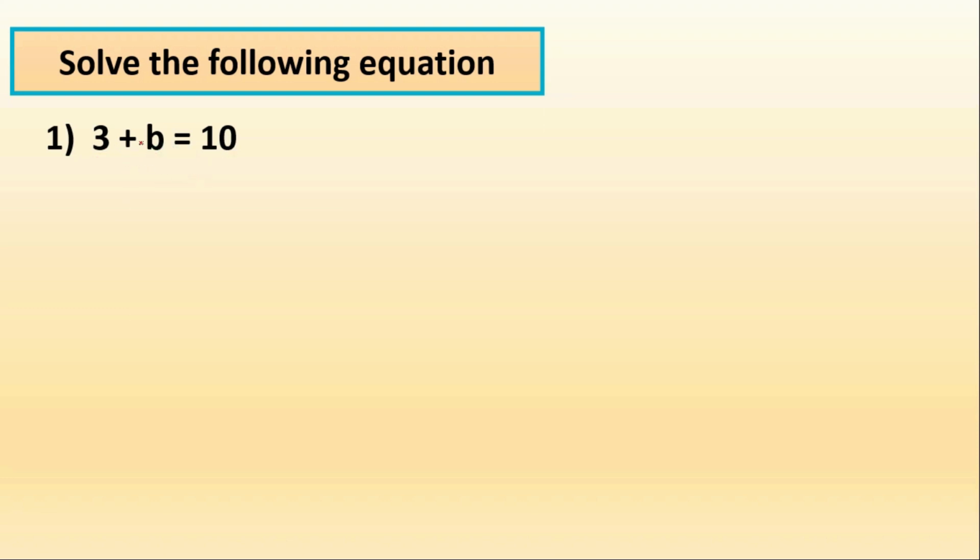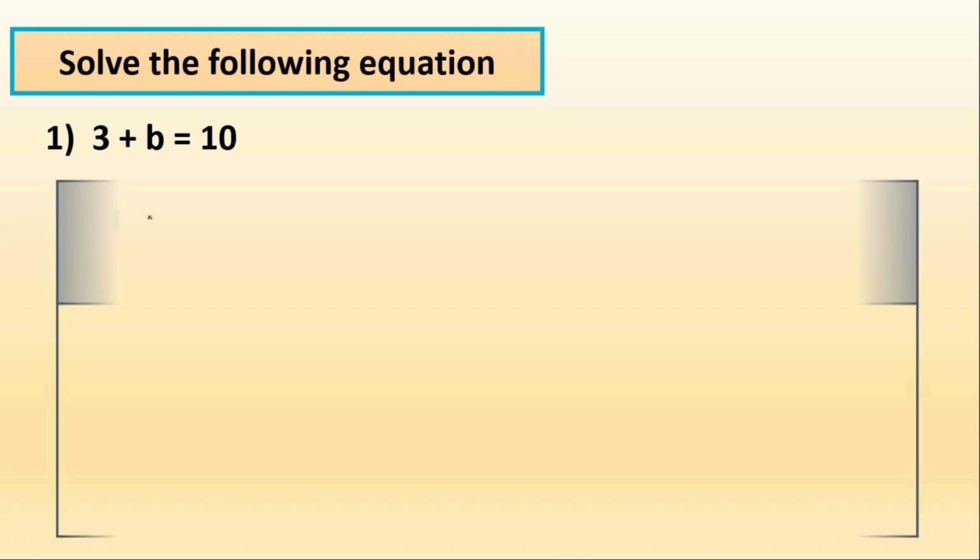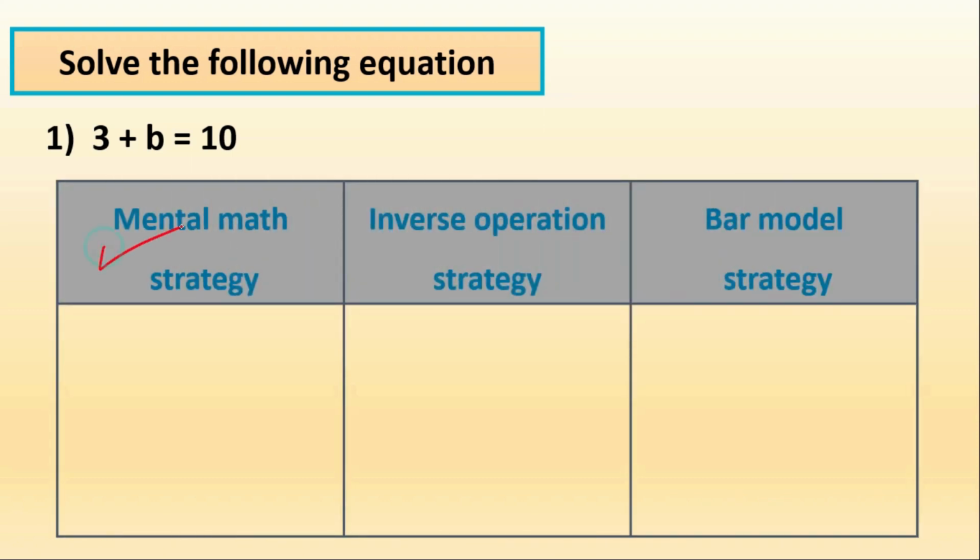Okay, here we have an equation that contains a missing number, or variable, we have to find. Let's try to find it using three methods. The first one is the mental math strategy. How? Mental math. Try to think: 3 plus b equals 10. Try to find the value of b.